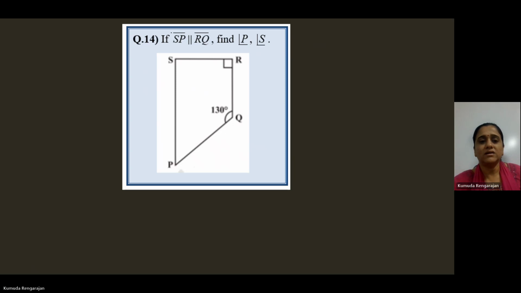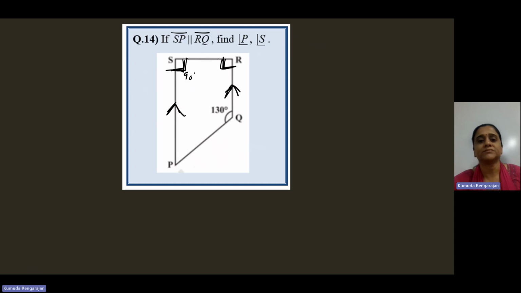Line segment SP is parallel to line segment RQ. So PQRS, what name would you give this quadrilateral? It's a trapezium because one pair of opposite sides is parallel, and it's a right trapezium because you can see the right angle here. Okay, so this is also 90. The reason is because co-interior angles are supplementary. If this is 90, this is also 90.